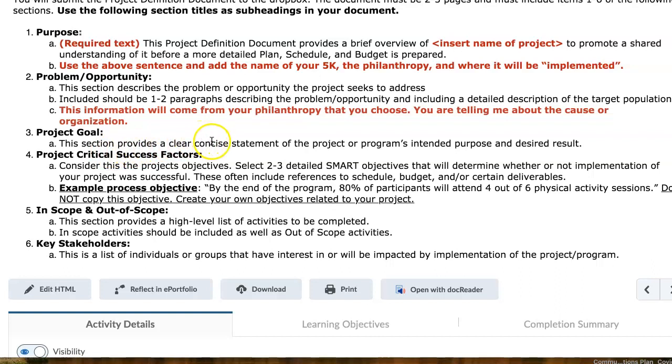Now, the project goal. This section provides a clear, concise statement of the project or program's intended purpose and desired result. So, I want you to make sure you read through all the sections about project goals and objectives in your materials, right? The modules, the weekly lessons, and chapter reviews. The project goal is broad. The project critical success factors, or the project objectives as they are also known, are more specific. So the project goal, what is the actual project going to accomplish? What is the 5K trying to do?